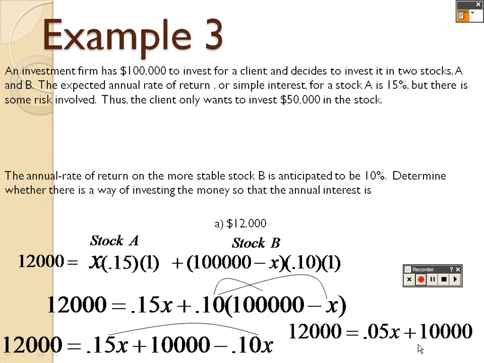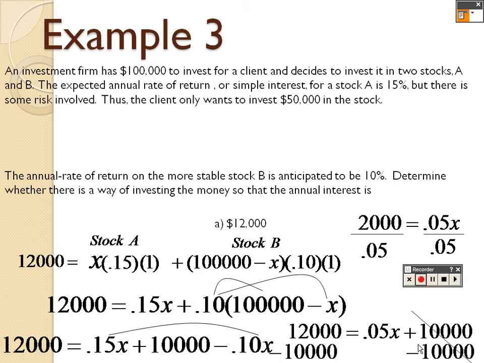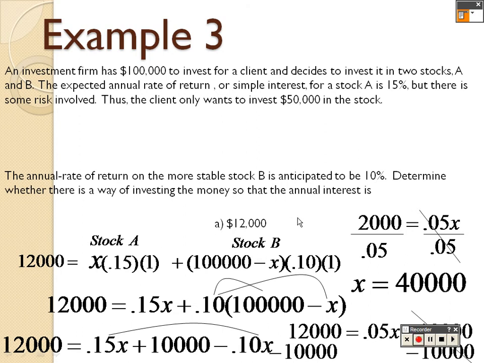So to solve for x, I would subtract that 10,000 on both sides. So I get 2,000 equals 0.05x. So I divide both sides by 0.05. And when I do that to solve for x, I get 40,000. What that means is I would invest $40,000 in stock A, and in stock B, 100,000 minus 40,000, I'd invest $60,000. So 40,000 in stock A and 60,000 in stock B. That would determine my way to anticipate what to put in each stock.